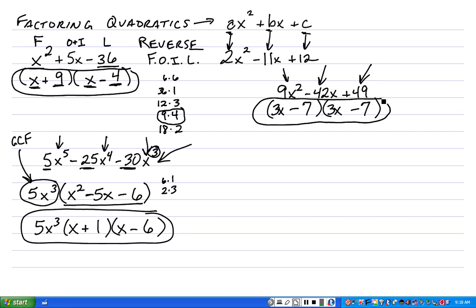Okay, so that pretty much concludes factoring quadratics or trinomial quadratics using reverse FOIL method.